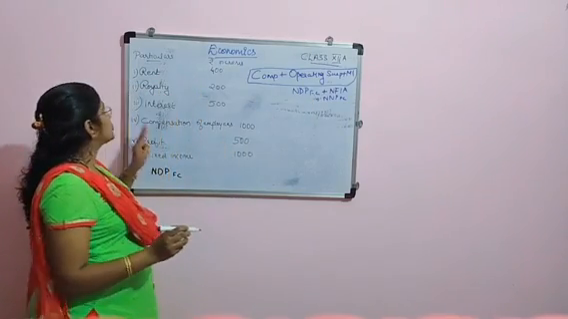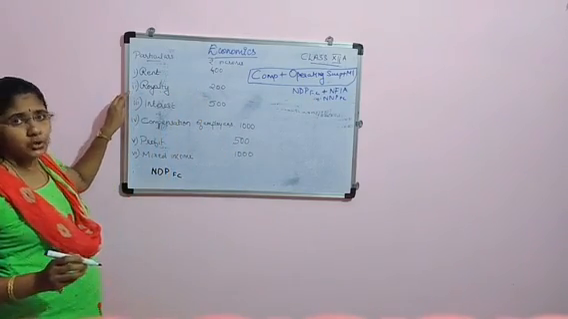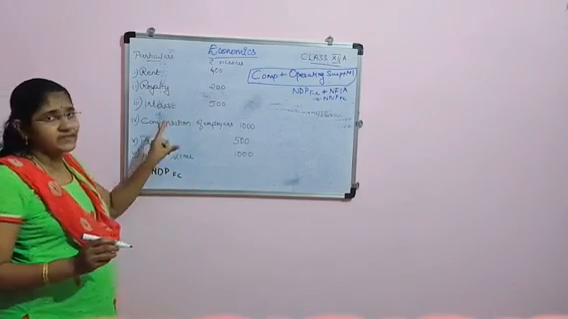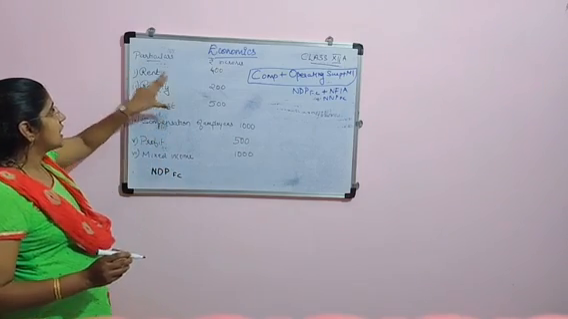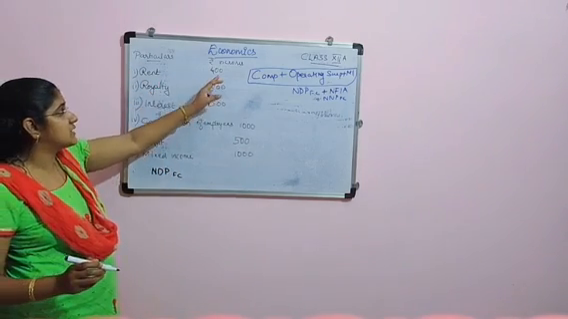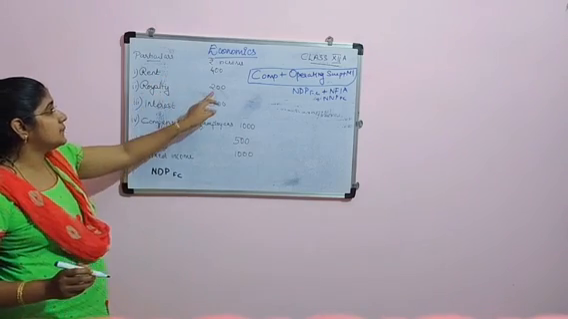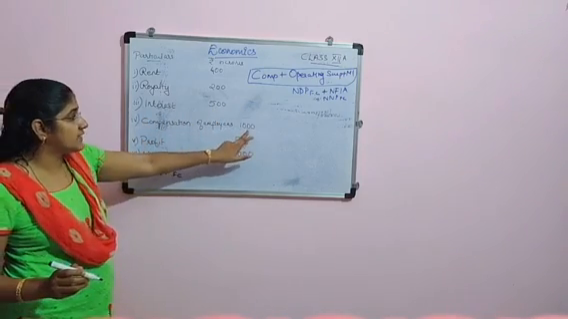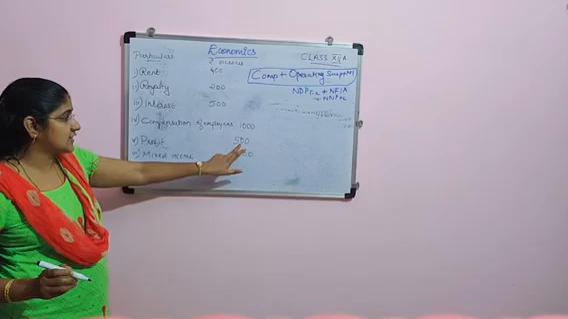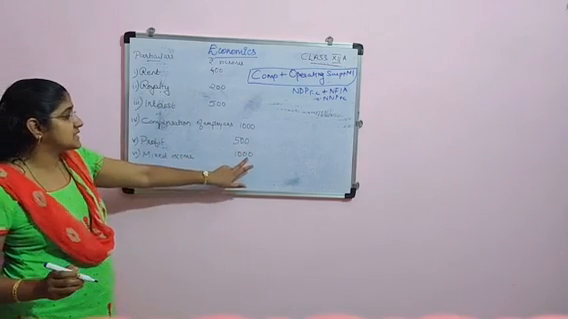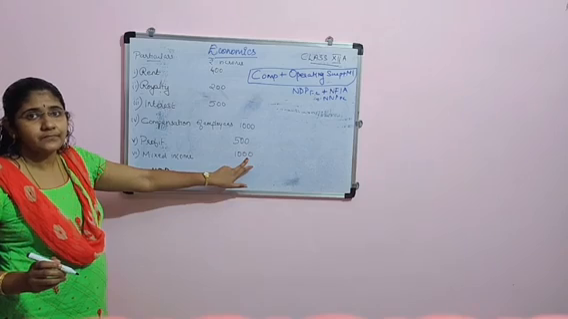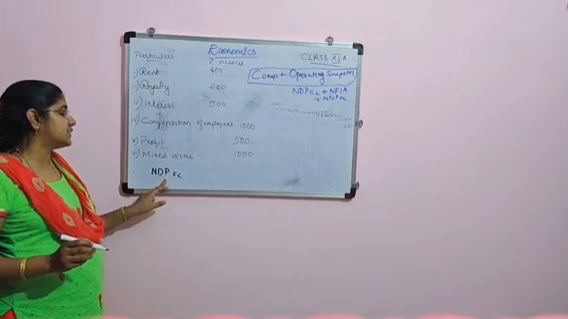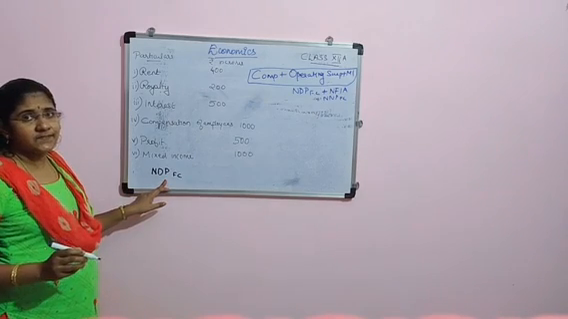So here, the question is given to you. I will give the picture of this in the group also. According to this question, rent is given as 400, royalty 200, interest 500, compensation of employees 1000, profit 500, and mixed income is given as 1000. Here you are supposed to calculate NDPFC.